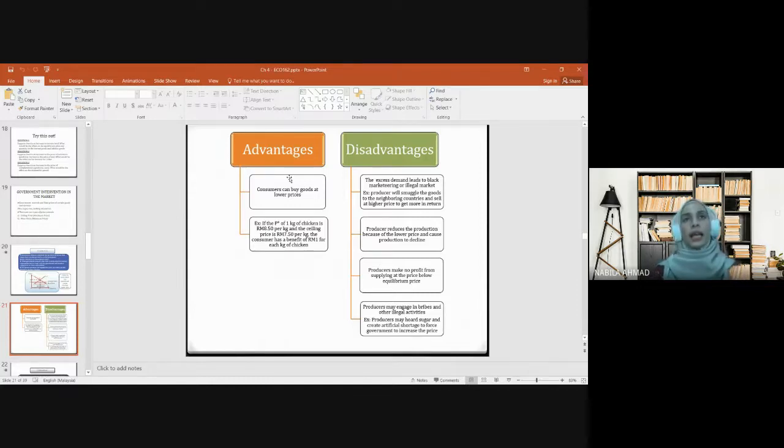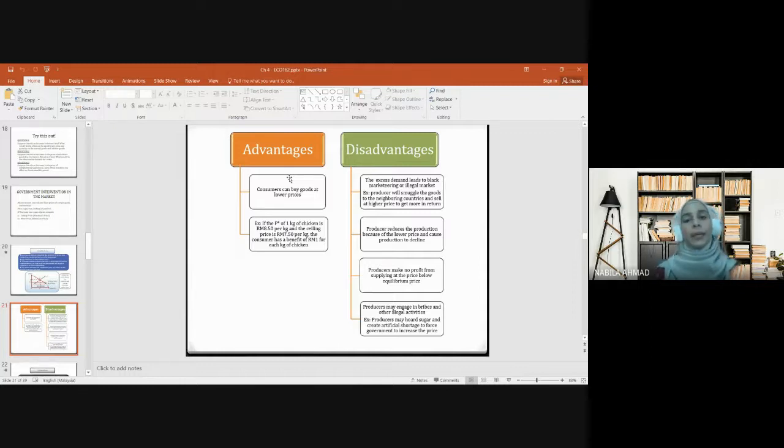For example, kalaulah harga 1 kilogram ayam RM8.50, tapi government rasakan, oh this is very expensive sebab orang miskin tak boleh beli, yeah, then government intervene and set the maximum price at RM7.50 per kg. Jadi government kata, okay producer, you have to sell at RM7.50. Tak boleh jual lebih dari RM7.50. So nak tak nak producer kena ikut. Jadi harganya lebih murah sekarang, betul tak? Jadi RM1 perbezaan. Dulu RM8.50, sekarang ni RM7.50. So RM1 adalah benefit kepada consumer. So consumer can buy the goods at lower price, and it also will help the poor people. So now the poor people can afford to buy the essential commodities, right?